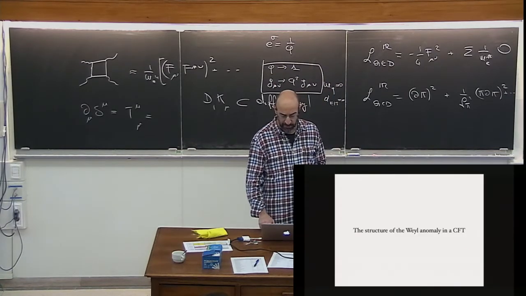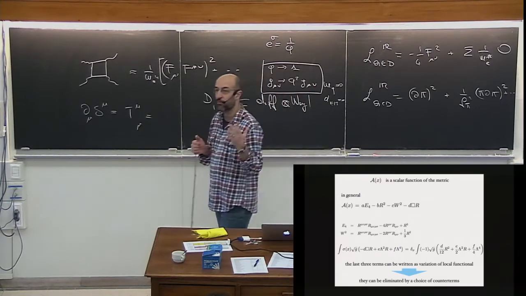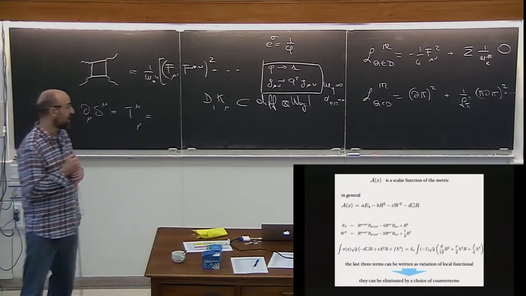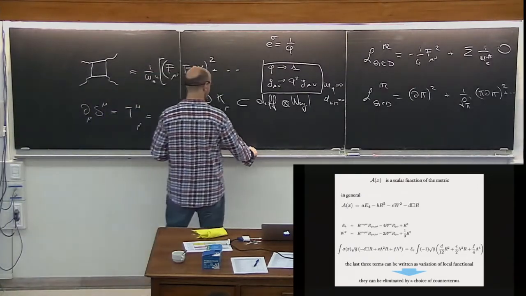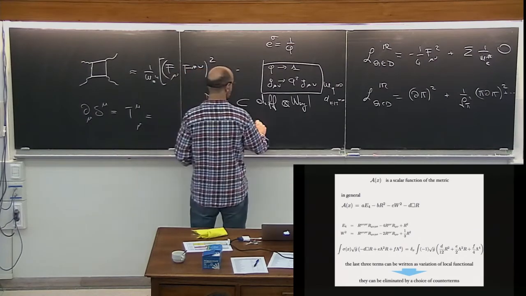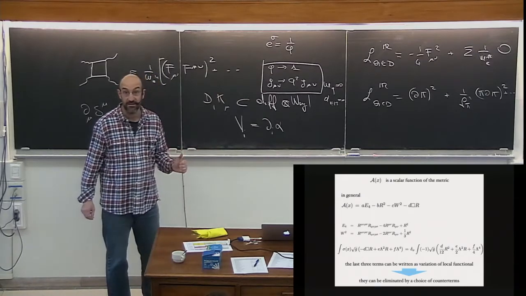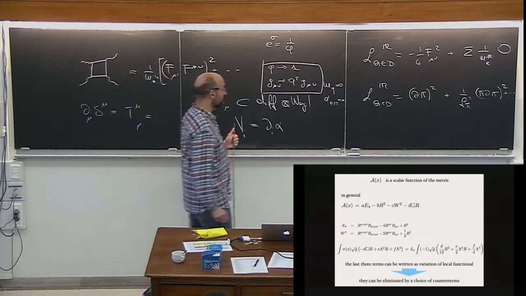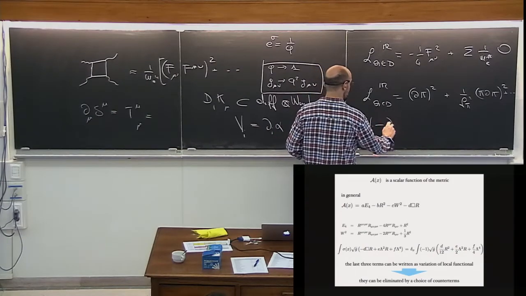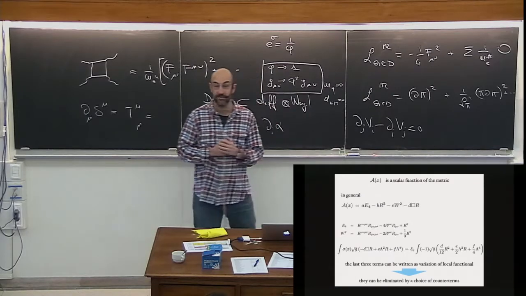So, the structure of the Weyl anomaly. The Weyl anomaly is a derivative. As you know, when you have a quantity that is a derivative, it should satisfy a consistency condition. So if you have a vector v_i, and you know that this vector is the derivative of a scalar, then you know that the vector should satisfy d_j v_i minus d_i v_j equals 0. It must satisfy some integrability condition.